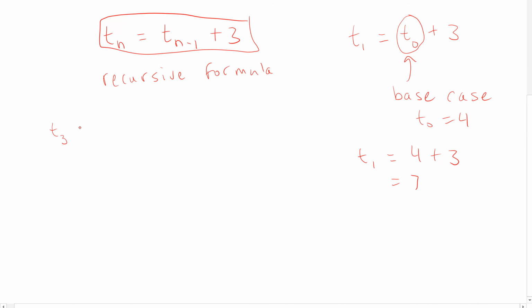Say I want to do T3. T3 is equal to Tn minus 1, so 3 minus 1 is 2, T2 plus 3. I don't know T2, so I need to figure out what T2 is. T2 is equal to T1 plus 3. I don't know what T1 is. I did calculate it over here, but if I was trying to run a program, I wouldn't know what T1 is originally. So now I need to figure out T1.